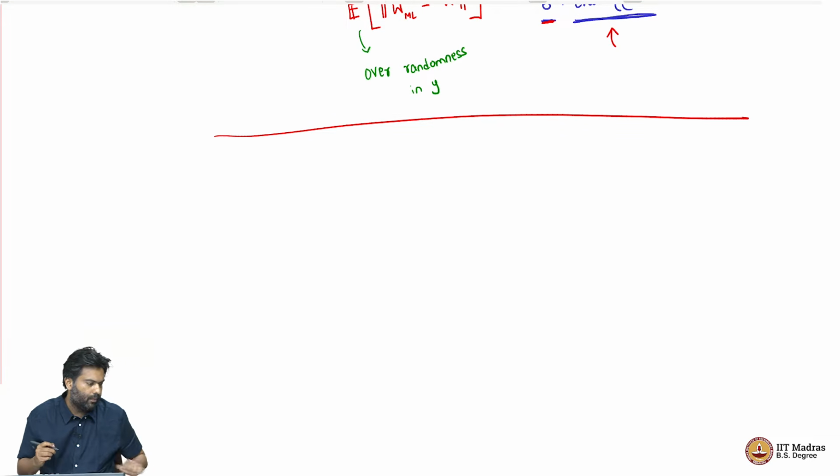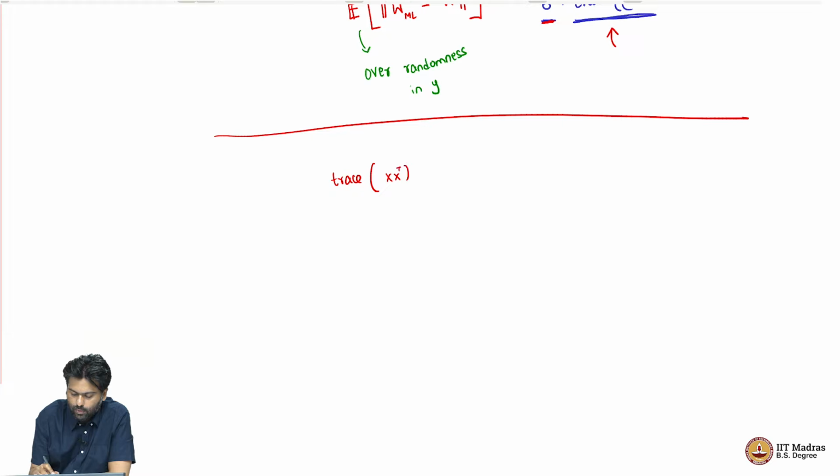Okay. Now, what is this? This is just the trace of x transpose inverse, right. So, this is what it is. This is the quantity that we are focusing on.